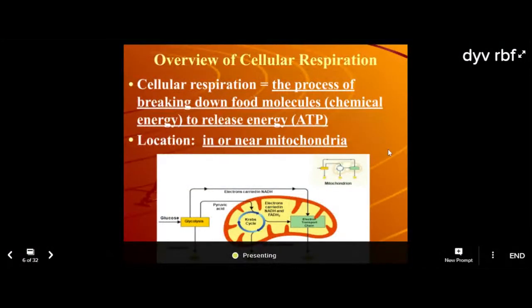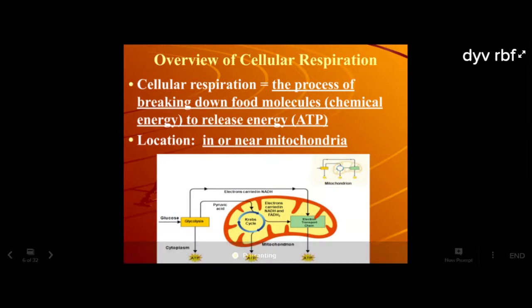Overview of cellular respiration. Cellular respiration is the process of breaking down food molecules, chemical energy, to release ATP in or near the mitochondria. And you got to be careful. I say near specifically because a portion of this process occurs right outside the mitochondria, and the other portions happen within the mitochondria.